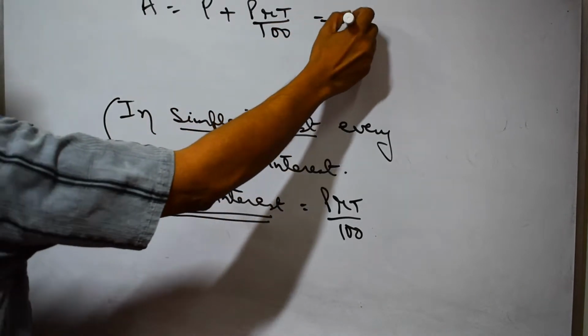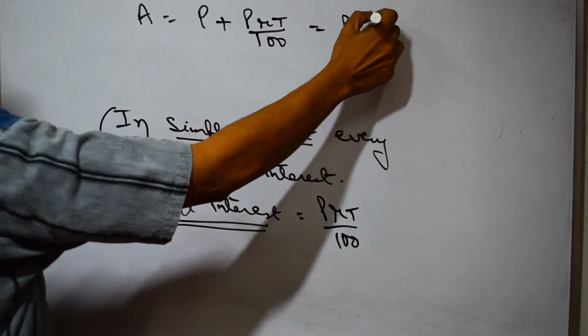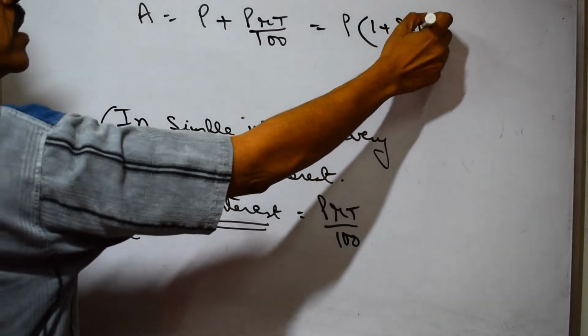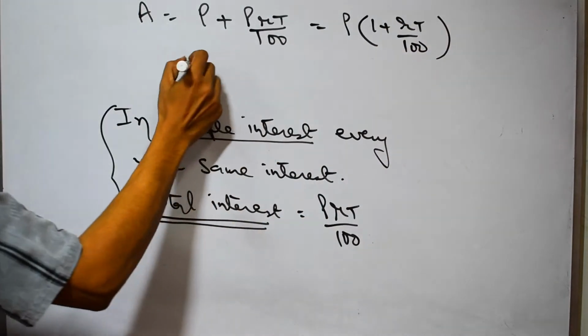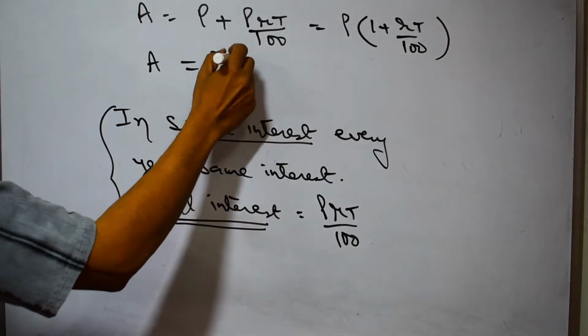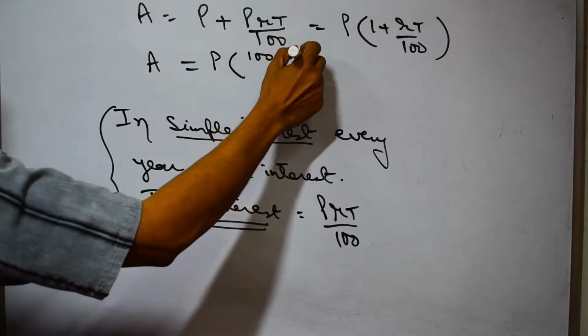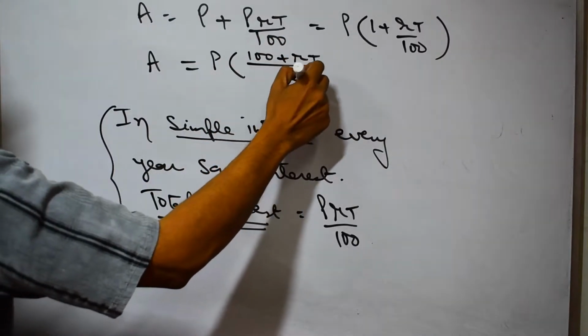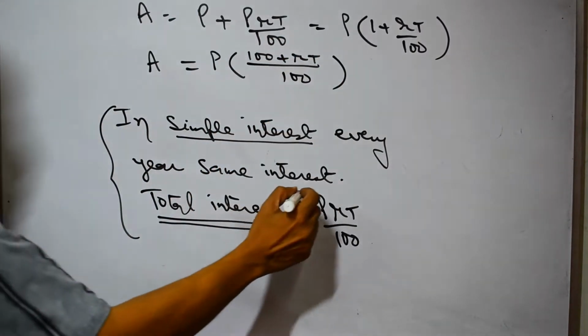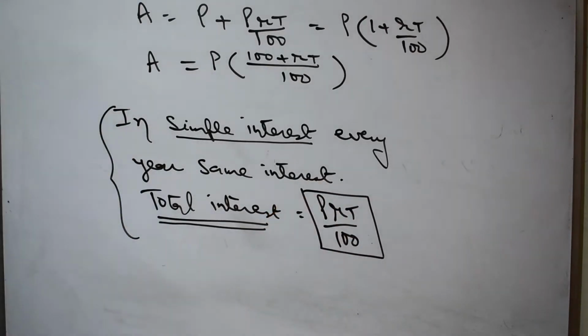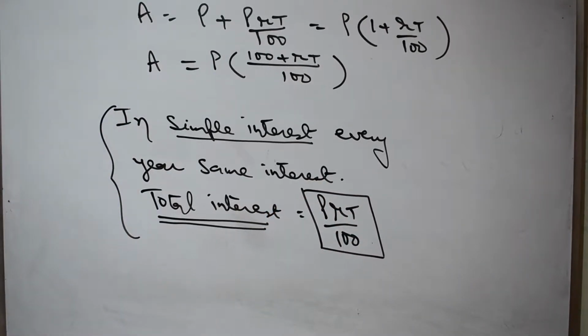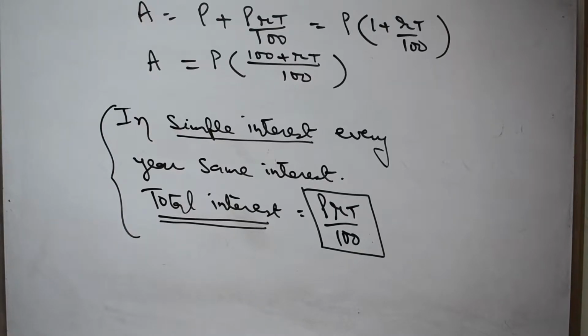If I take the common factor and simplify, we get the formula P into (100 plus RT) by 100. But this is the main formula. Now we can take some examples.